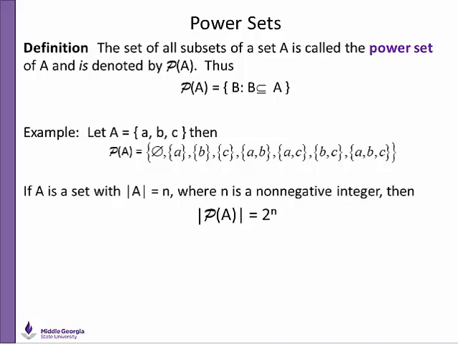In general, if a set A has cardinality n, in our case, the cardinality of our set A in the example is 3, where n is a non-negative integer, then the cardinality of the power set of A is 2 to the n. And in our case, the cardinality of A was 3, so the cardinality of the power set is known to be 2 to the third, or 8.